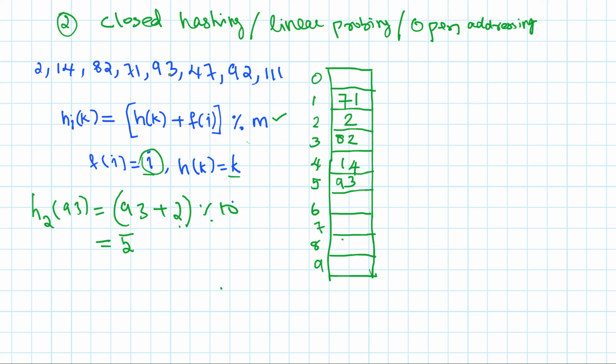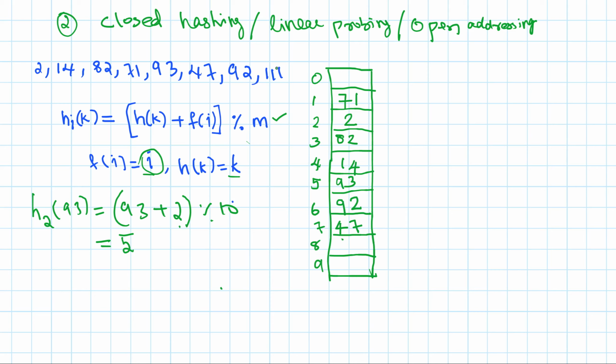Next is 47. So I will give the value 47 here. 47 gives index 7, which is free, so I will insert the value 47 at this point. Again I am getting 92, so 92 will give us the index 2, so I will look at this location that is filled, then I will look at the next location that is also filled, the next one that is also filled, the next one that is filled, then the next one that is not filled, so I will insert 92 here.